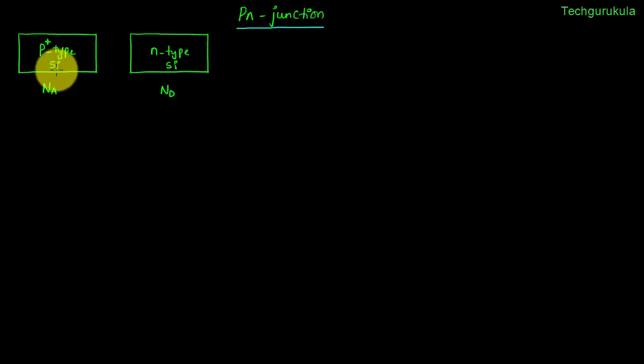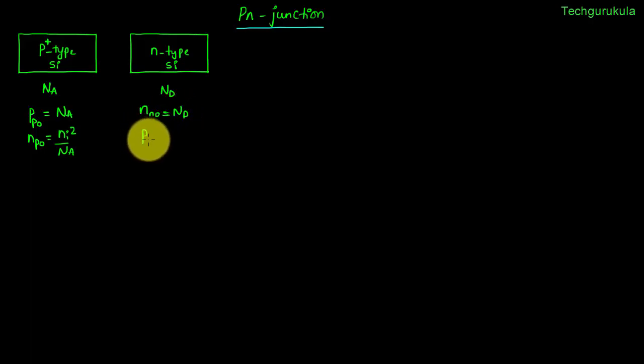Now the carrier concentrations of this p-type semiconductor: the hole concentration in p side, we can write pp naught under thermal equilibrium is equal to Na. And we can write the electron concentration on p side, which is minority carrier concentration, which is Ni square over Na. And for n-type material, the electron concentration would be Nn naught given by Nd, the doping concentration itself, and the minority carrier concentration on n side, which is Ni square over Nd.